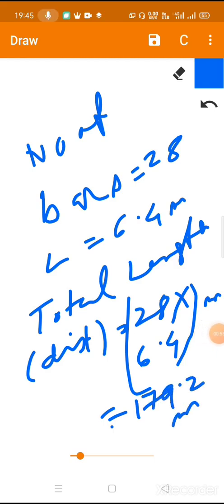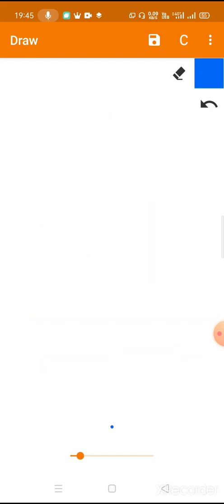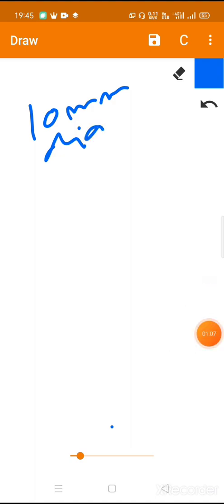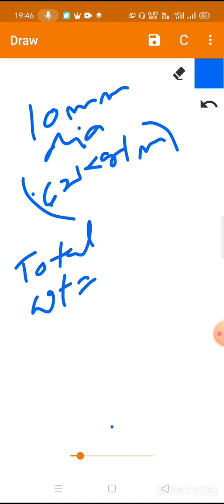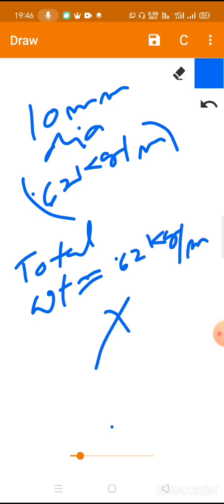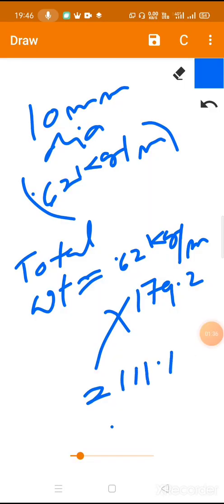We need to convert this into weight. The rods used are 10 mm dia. For 10 mm dia, the weight per meter length is 0.62 kg per meter. That is the unit weight. So total weight will be 0.62 kg per meter multiplied by the total length of 179.2. This comes to be 111 kg.